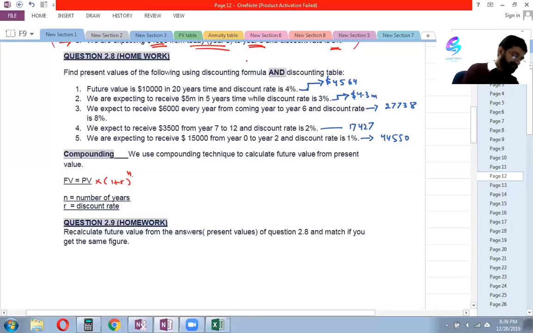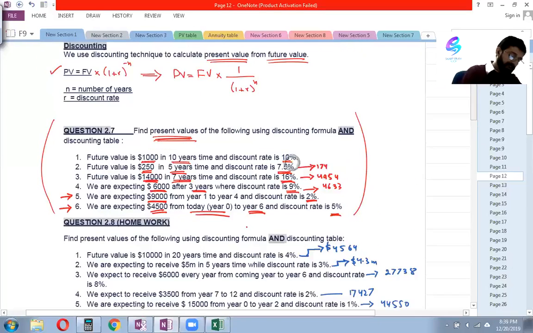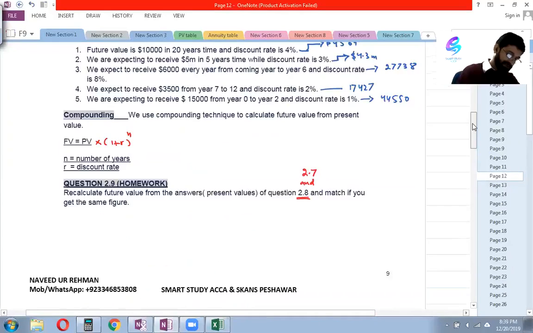So question 2.9, which is actually the homework, says recalculate the future value from the answers of the present value of question 2.8 and add something 2.7. So what does that mean, right? You see, we have calculated the present value already from the future value. The present value from the first one was, I think, 386 or something. Yes, 386.